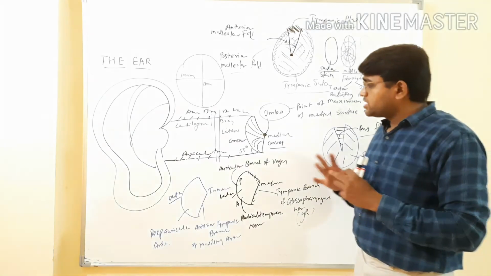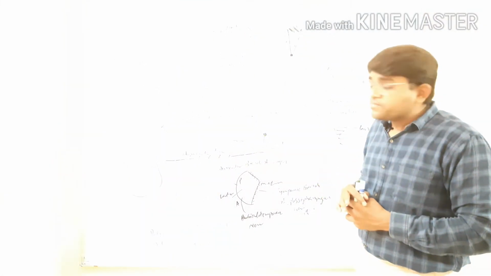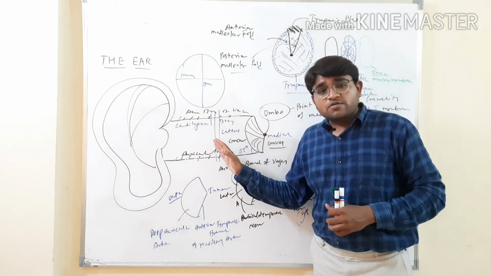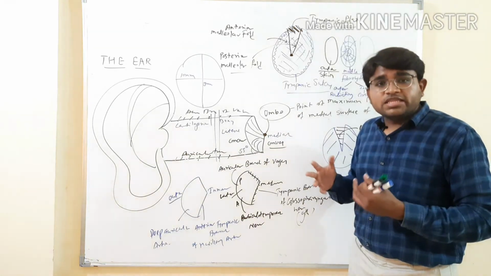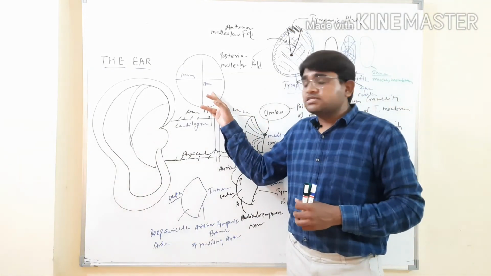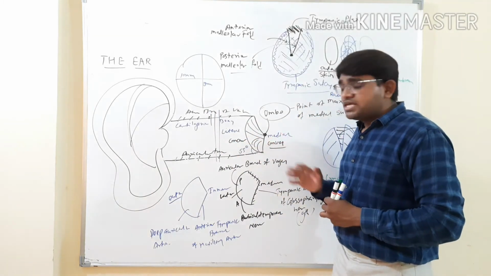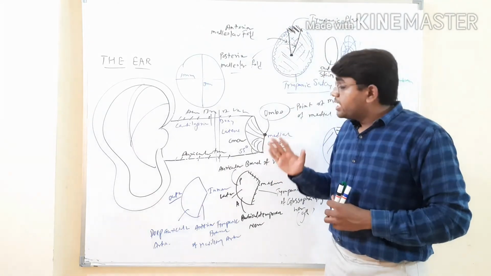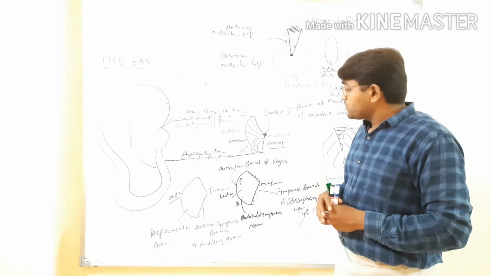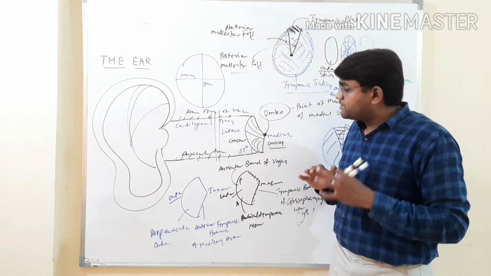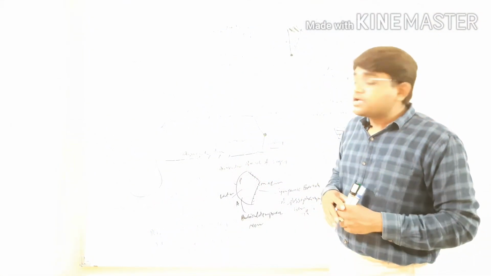So let me review what the tympanic membrane is. The tympanic membrane is a translucent membrane which separates the external acoustic meatus from the middle ear cavity. It is oval in shape and its measurement is 9 mm across 10 mm. It has two surfaces, the lateral and the medial surface, and it is placed obliquely in the tympanic sulcus of the temporal bone, forming a 55-degree angle with the base of the external acoustic meatus.